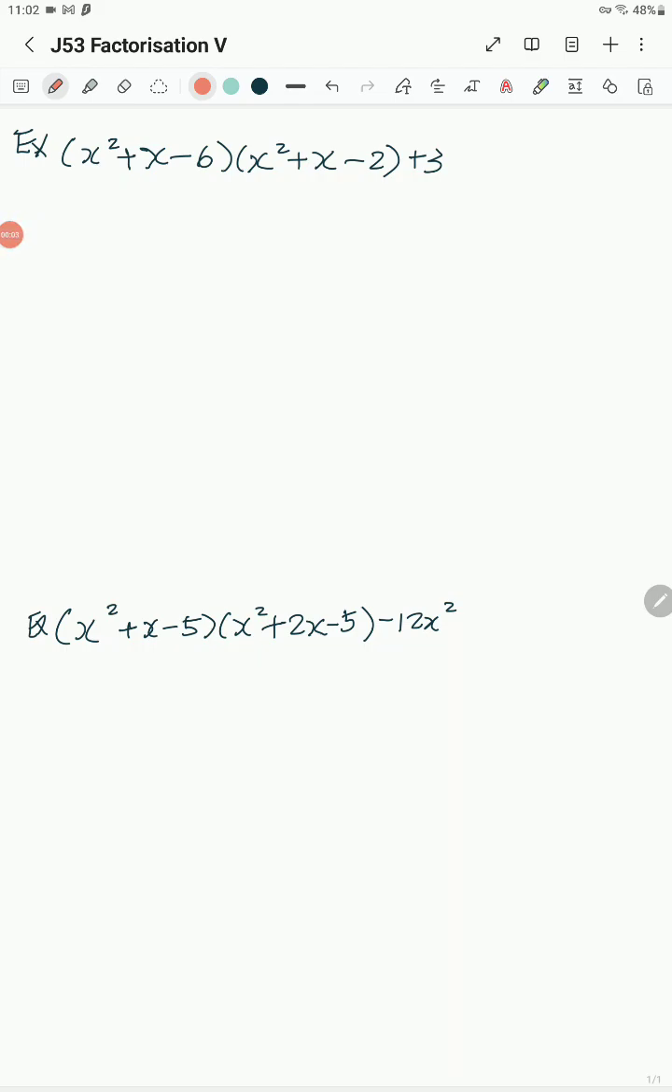Before you practice the worksheets J53, let's study the examples together carefully. The first example is on page 53A. First step, identify the repeated terms: x squared plus x, and we give it a name, a.